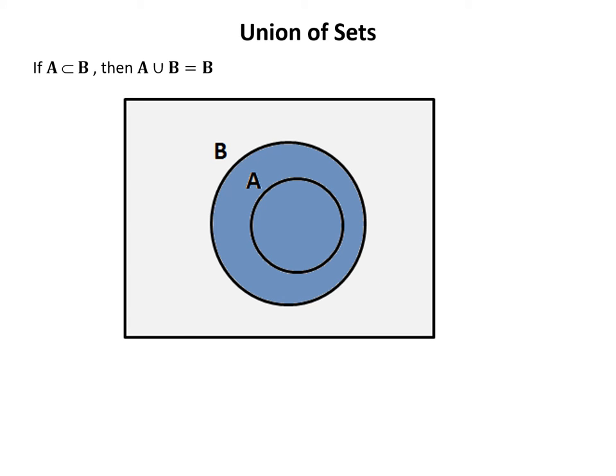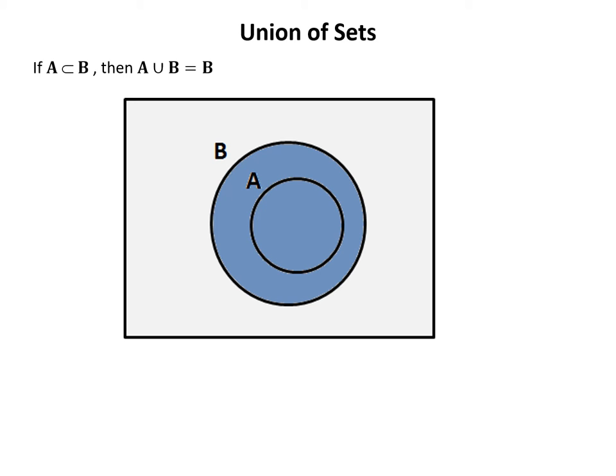Now, if A is a proper subset of B, then the union of A and B is just equal to B. We can represent that quite clearly with a Venn diagram. If A is a proper subset of B, then A will be completely enclosed within B.